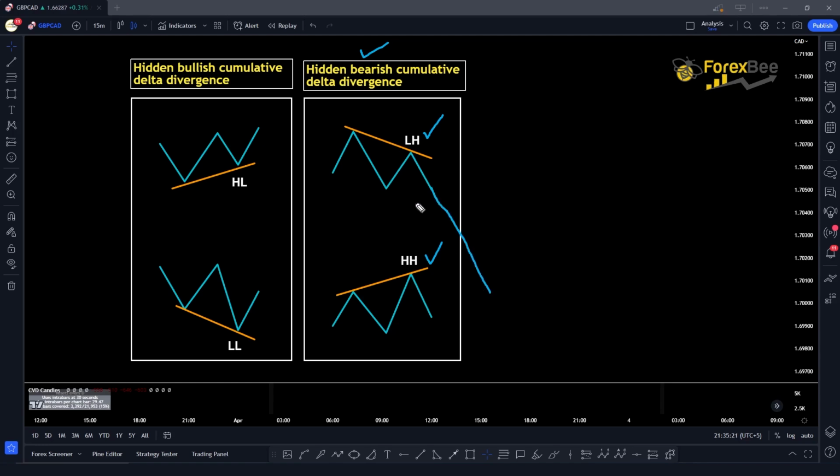So this can mainly be used for the trend continuation in the market as well. In this case, the hidden bullish divergence can be used for bullish trend continuation, and the hidden bearish divergence can be used for bearish trend continuation in the market. Now let's go ahead and look at their examples so that you can understand them correctly.